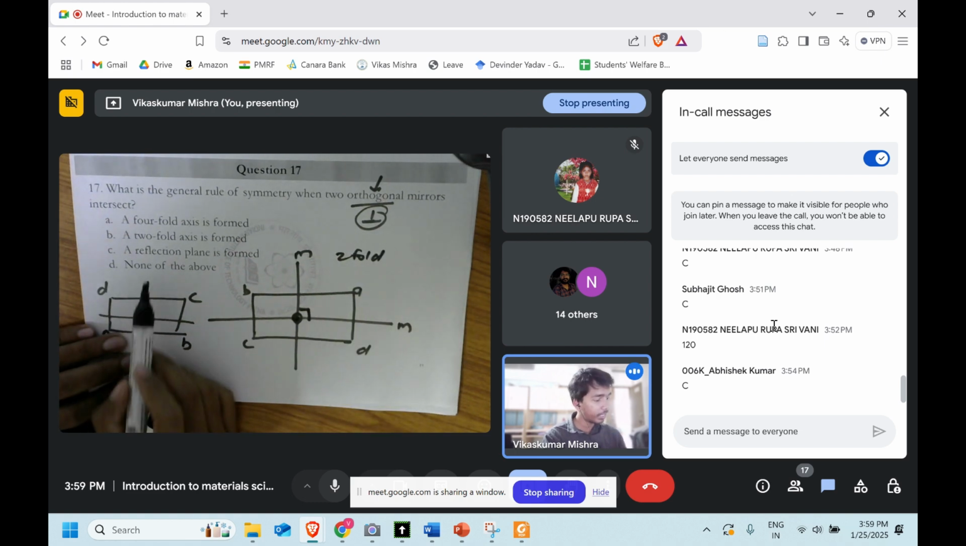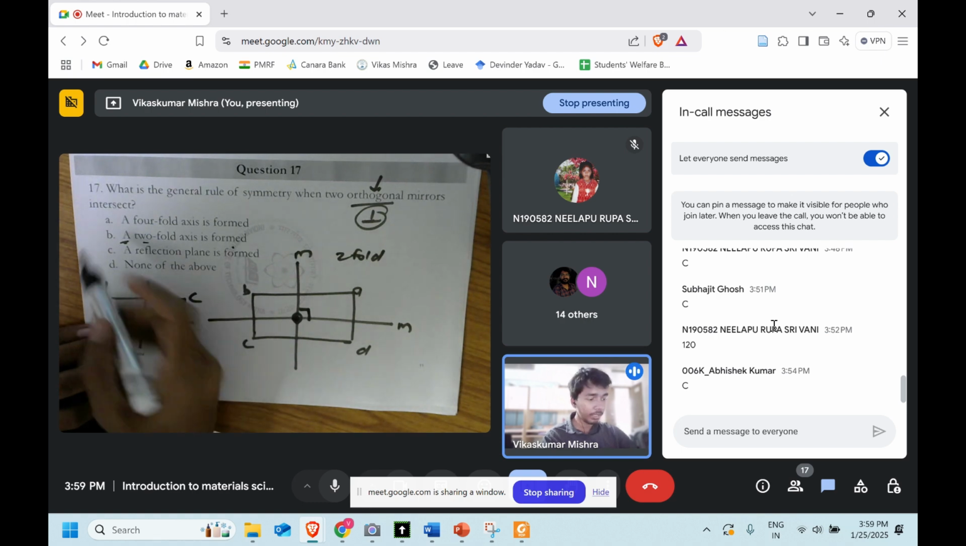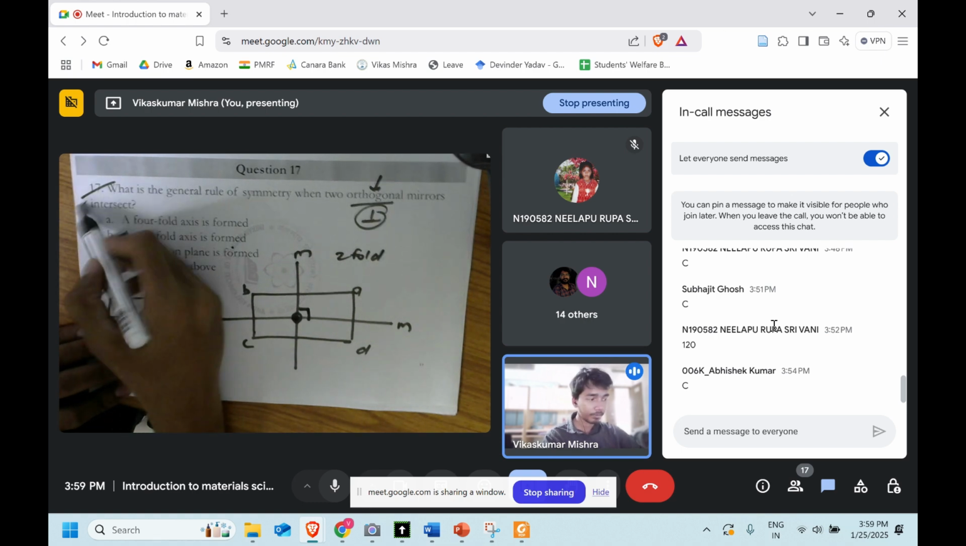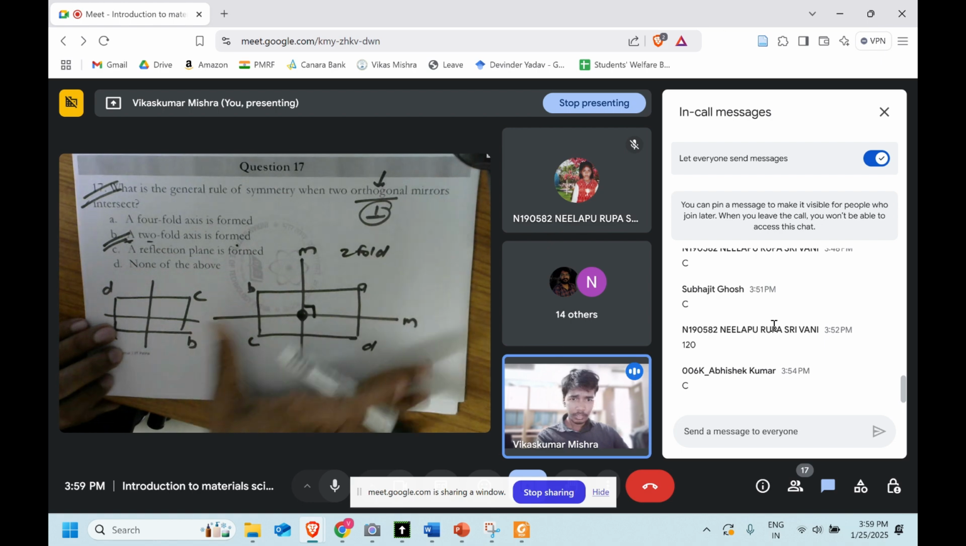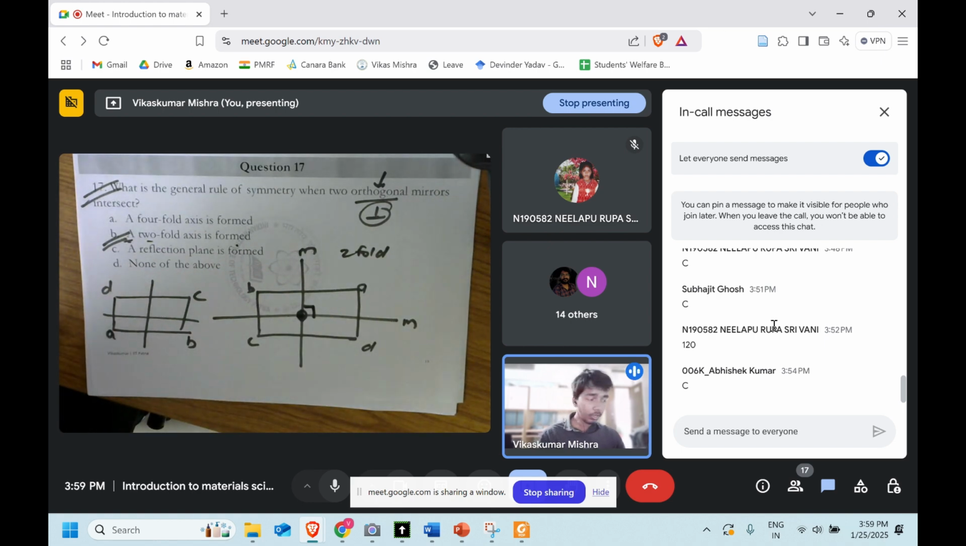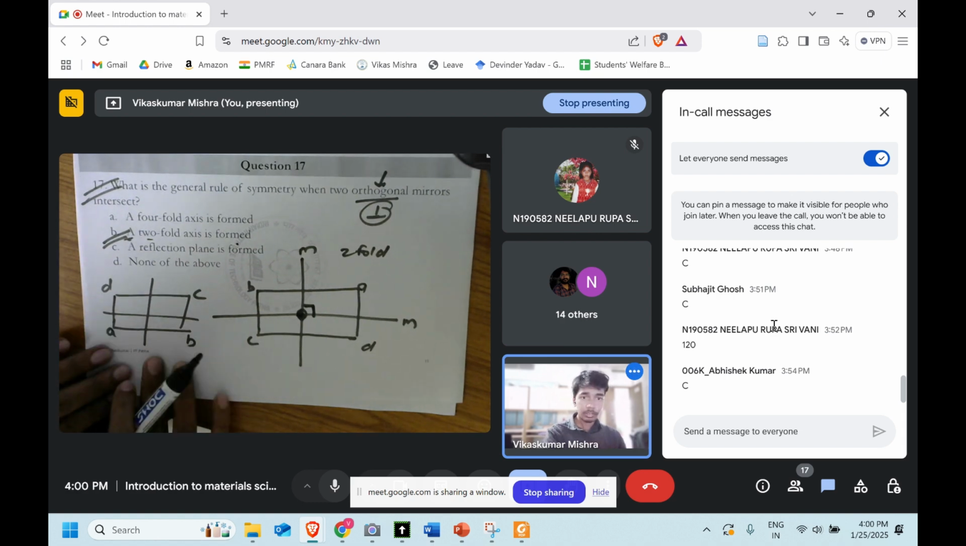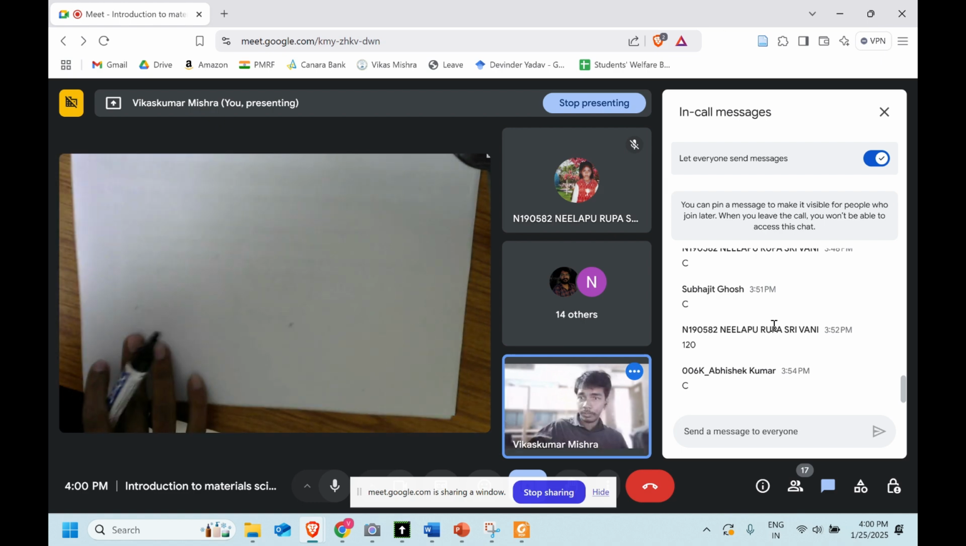So we can say that a twofold is formed. So option B is the right answer. Right? If there is any doubt in this question, let me know. All of these things have been discussed in the class. We are revising with each other, and also we are solving the questions. You will find similar types of questions in the assignments. Since there is no doubt, let's move ahead.